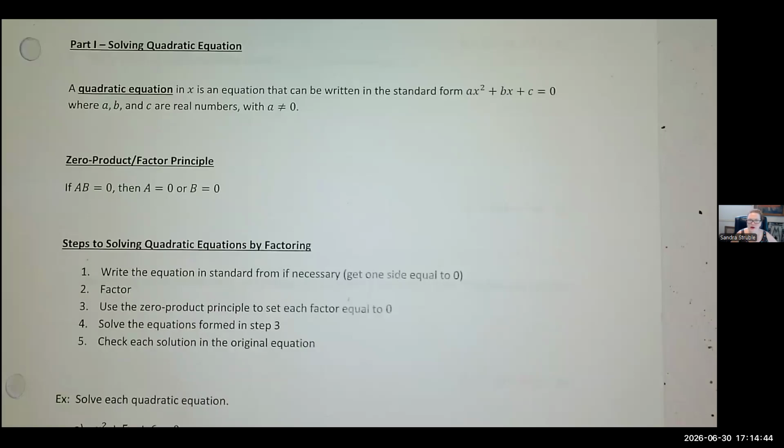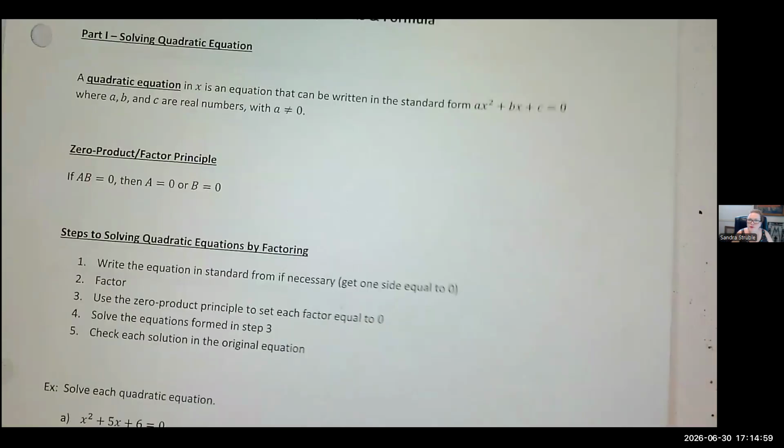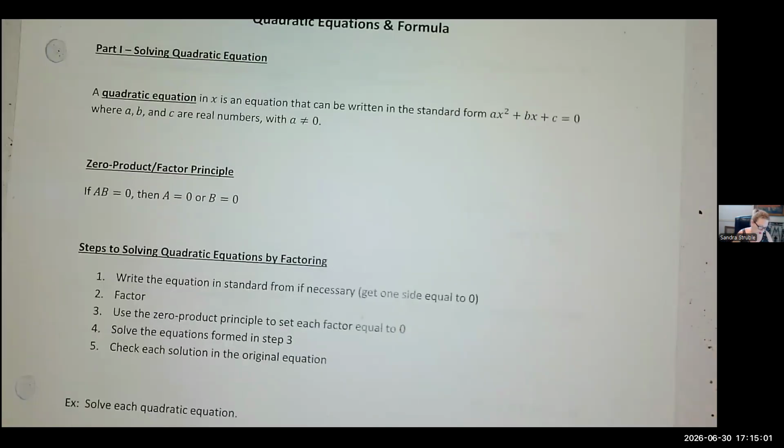All right, hey y'all, we're going to cover three different parts of solving quadratic equations. The first one is just going to cover, I think, page 1 and 2, and then we'll go to part 2 and then part 3. So this video is just covering part 1.